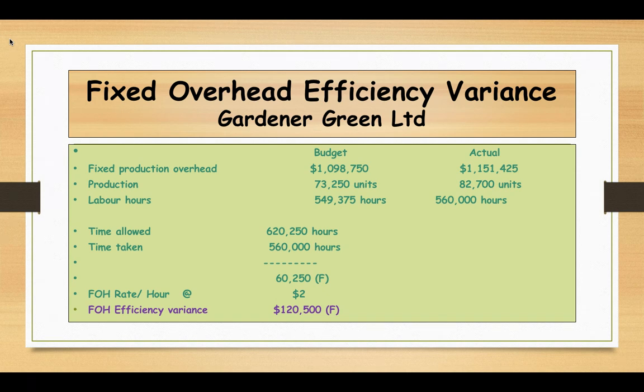Now we can cross-check our calculation because the volume variance is subdivided into efficiency and capacity variance. So our efficiency variance is $120,500 favorable plus our capacity variance $21,250 favorable. So the volume variance is $141,750 favorable. So from this we know our calculations are correct.